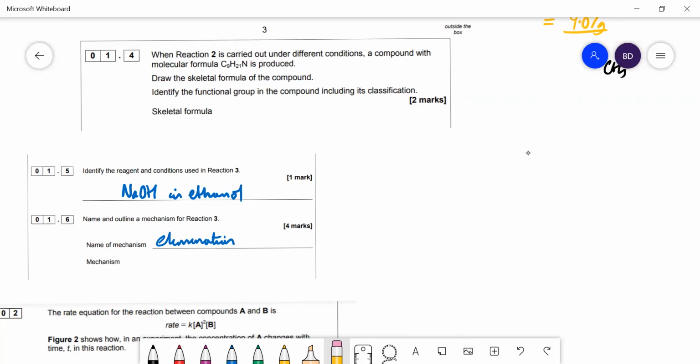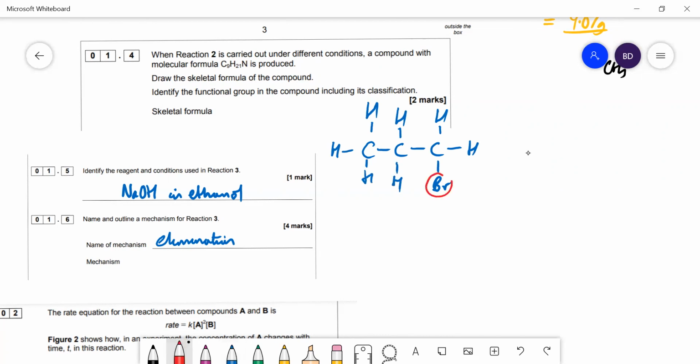So I'm going to draw the bromopropane. Now in elimination, remember what's going to happen. We are going to remove a bromine, and we're going to form a double bond between those 2 carbons. So that means we've got to remove a hydrogen from the carbon next door. So let's go that one, okay? Right.